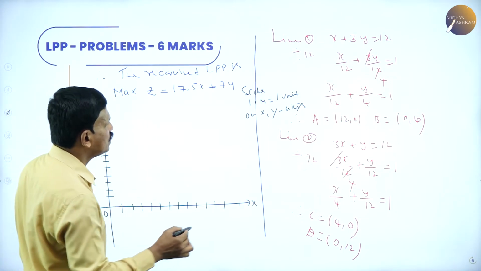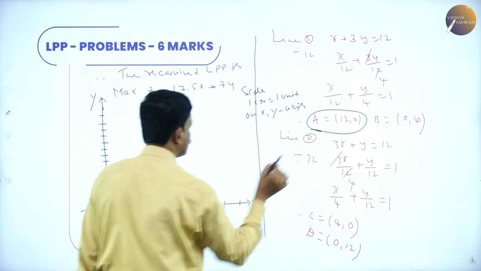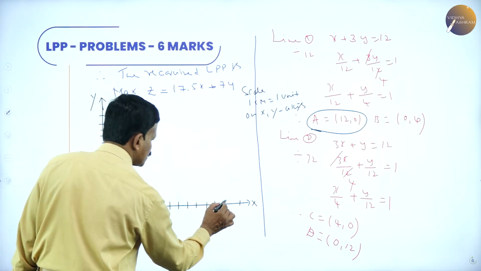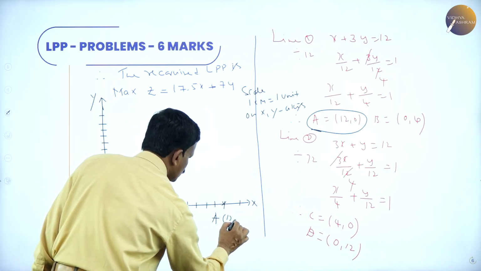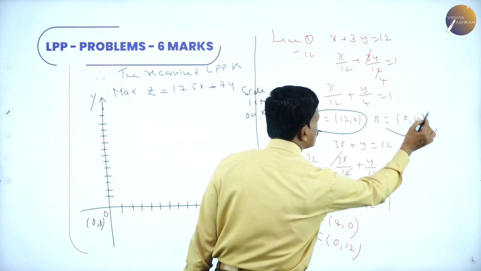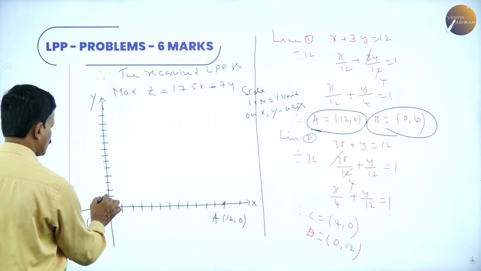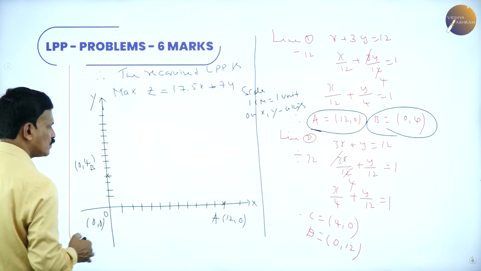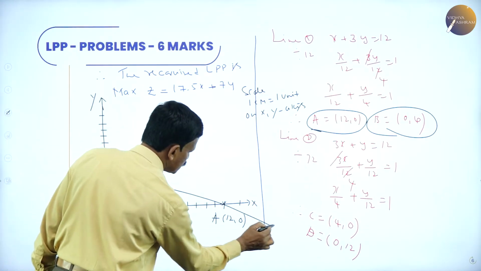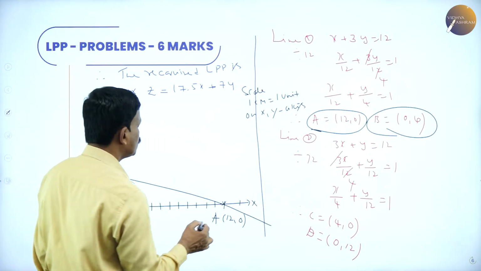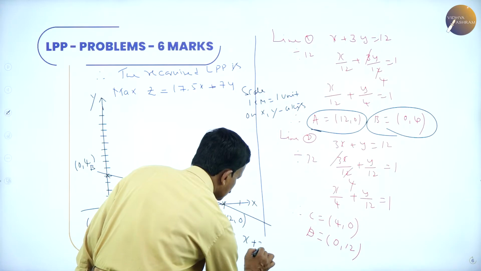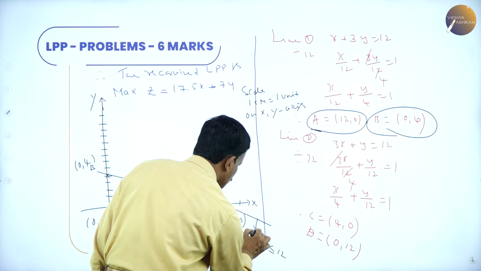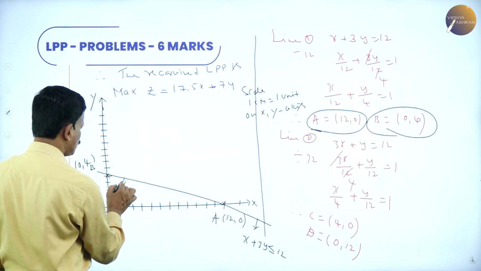Okay. Now A, what is A? A, 12 comma 0. X is 12. 1, 2, 3, 4, 5, 6, 7, 8, 9, 10, 11, 12. This is A, 12 comma 0. B, what is B? 0 comma 4. X is 0, Y is 4. 1, 2, 3, 4. This is B, 0 comma 4. Draw a line. This is the line. What is the equation here? So this is x plus 3y is less than or equal to 12. Less than or equal to 12 means this will go in the downwards direction.